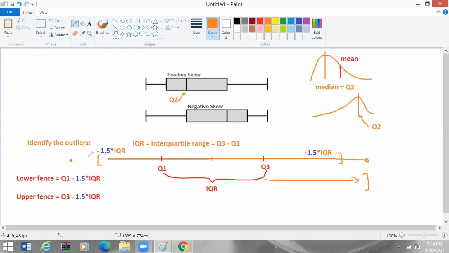Okay. In this case, we do the same thing from Q1. So we need to set up the lower fence. So it should be going to the left. So we have to subtract 1.5 times the IQR. Make sense a little bit?